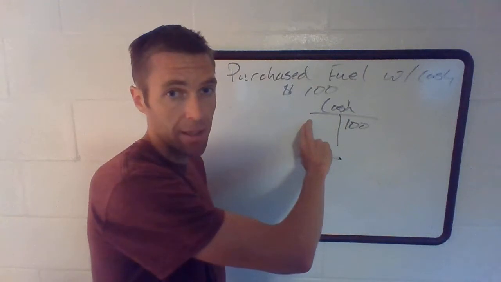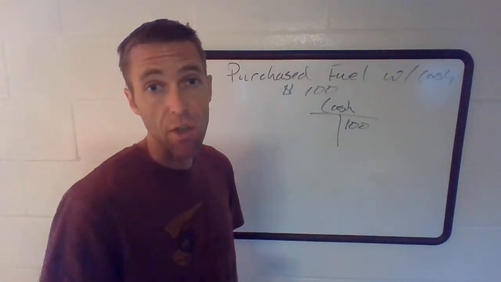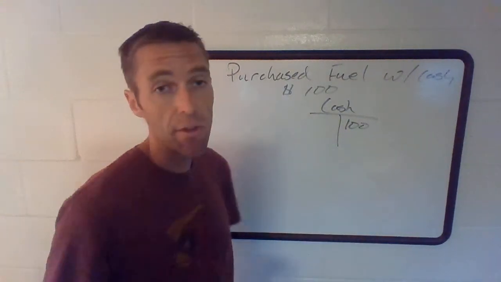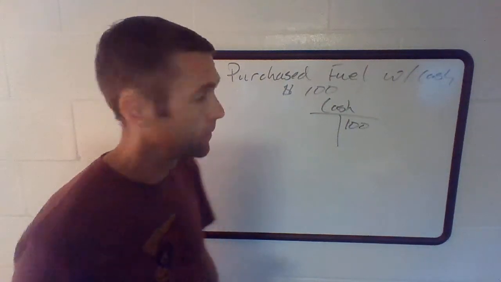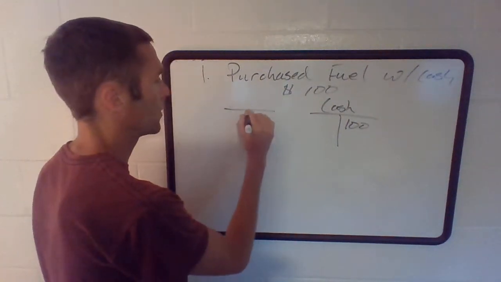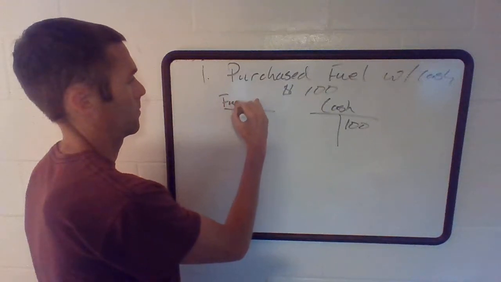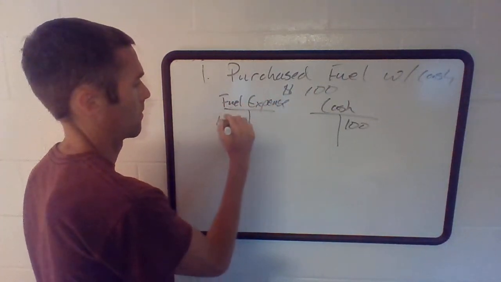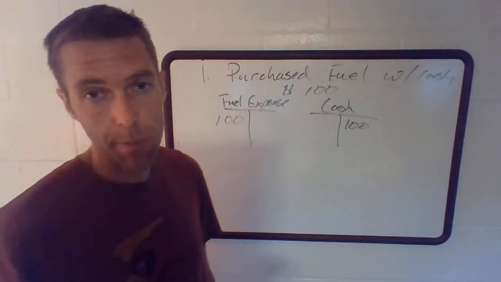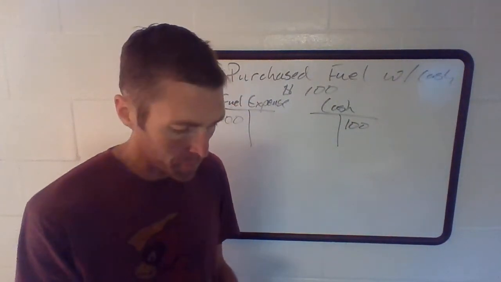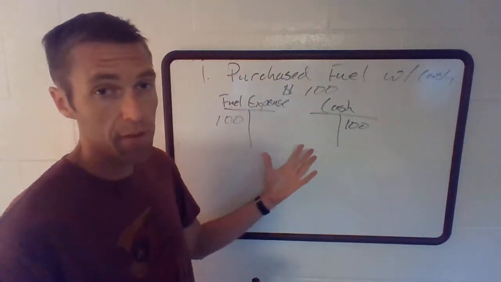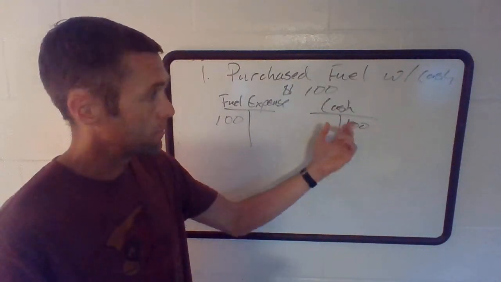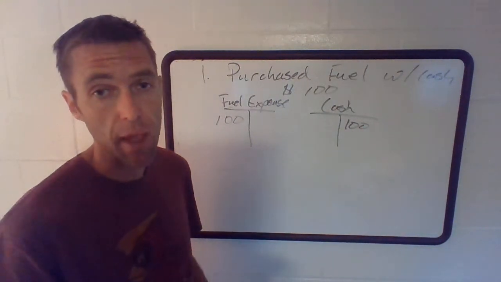Cash has a debit balance. If we credit it, that makes it go down. I'm spending $100 to buy fuel. Why are you buying fuel? Because you're operating. I have fuel expense for $100. If this were a cash system, we'd make a cash entry because we're paying with cash.